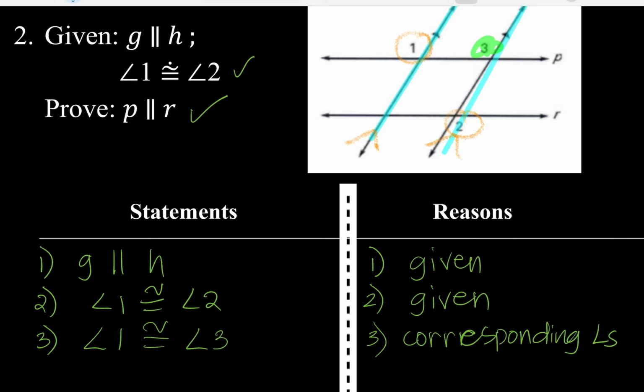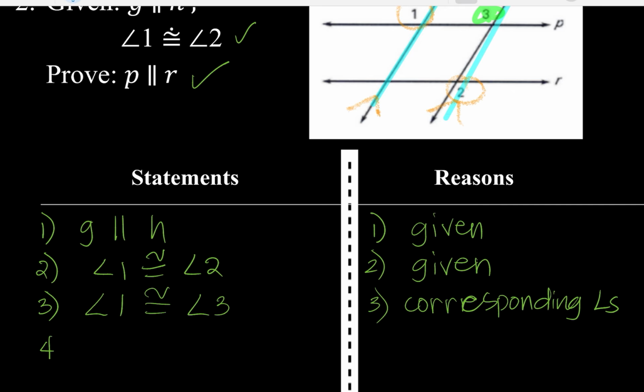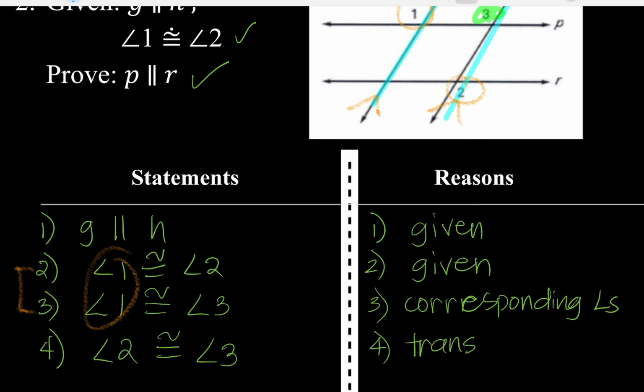And from angle 3, we can then make connections that angle 2 and angle 3 are congruent. So in number 4, we can say angle 2 is congruent to angle 3. Now go back to statements 2 and 3. Notice that because angle 1 is common, we can then say that this is using the concept of transitive property.